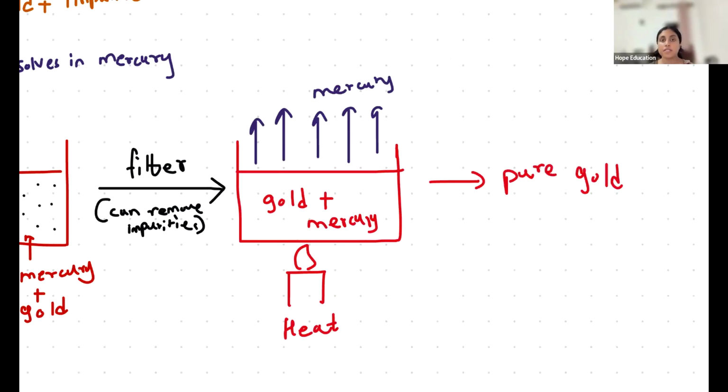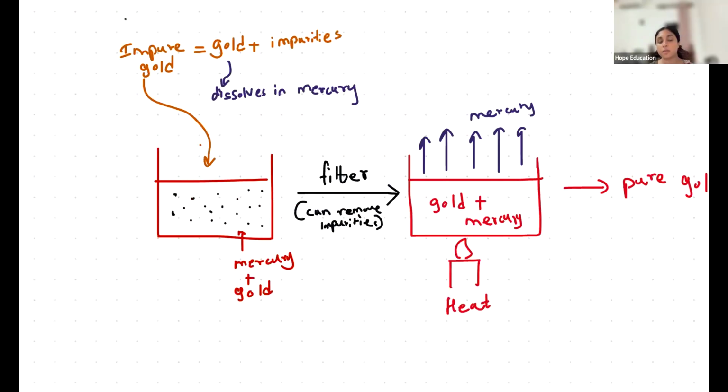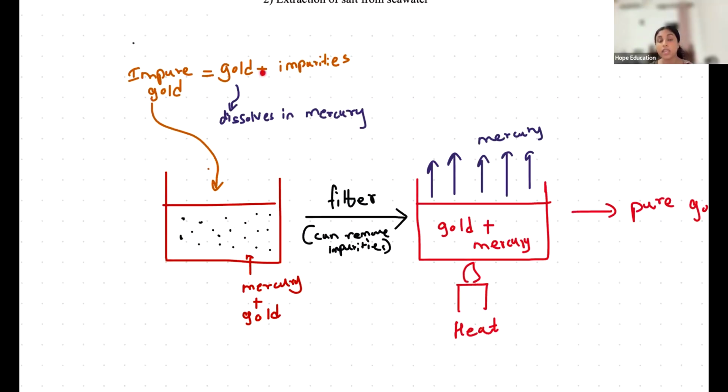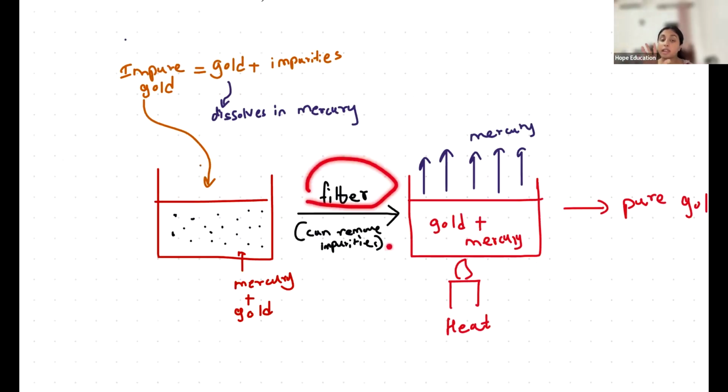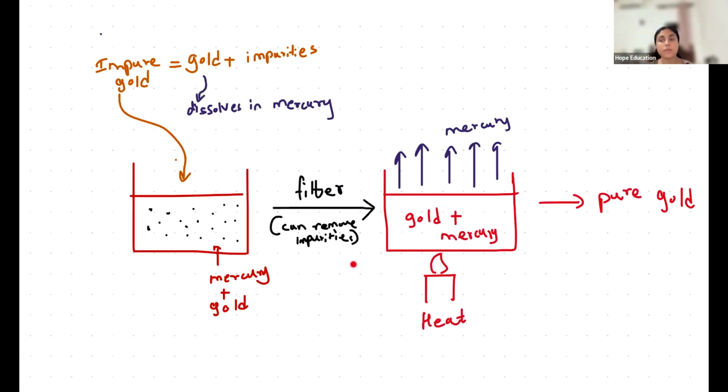So what happened was that we have impure gold, that means gold plus impurities. Here gold dissolves in mercury, but impurities don't. I put my impure gold into mercury. The gold will dissolve in mercury well, but impurities don't dissolve. They stay floating. Then I filter, and the impurities are removed. Now I have just gold plus mercury. But they are dissolved, so I have to find a way to remove the mercury because I only want gold.